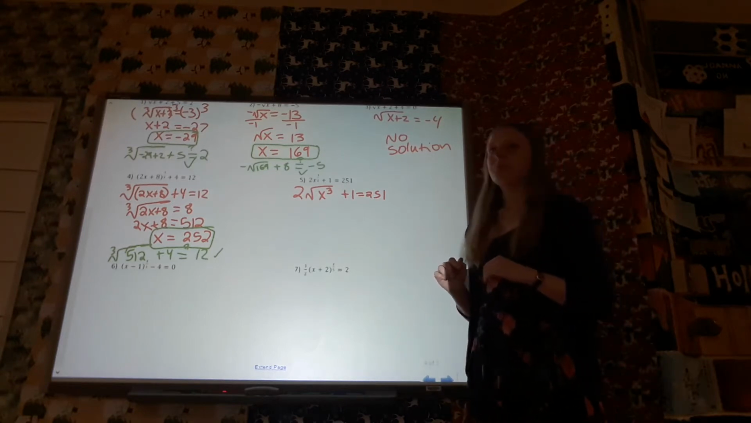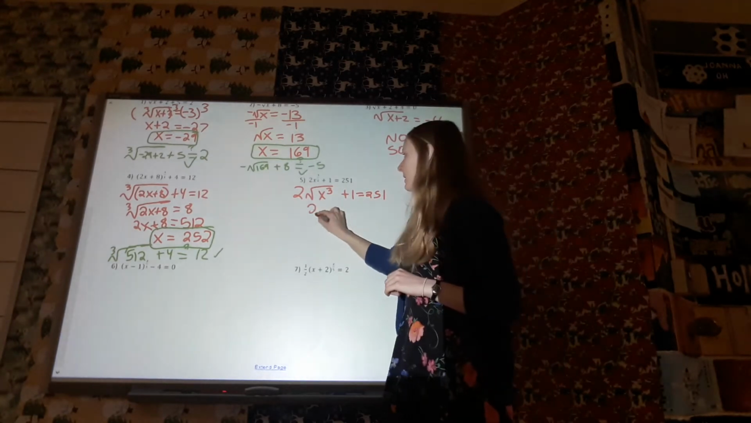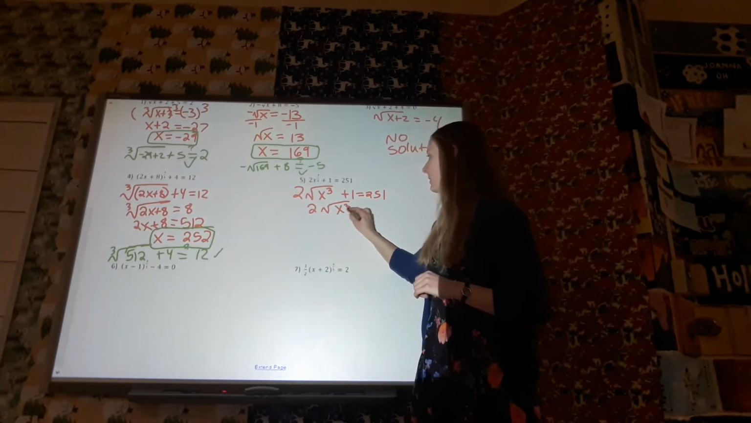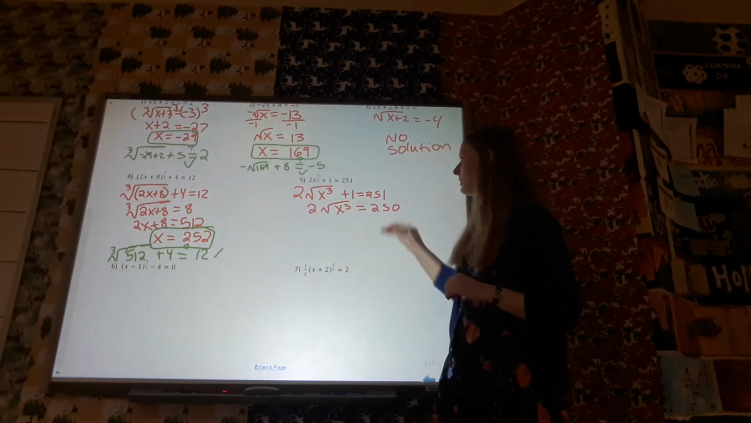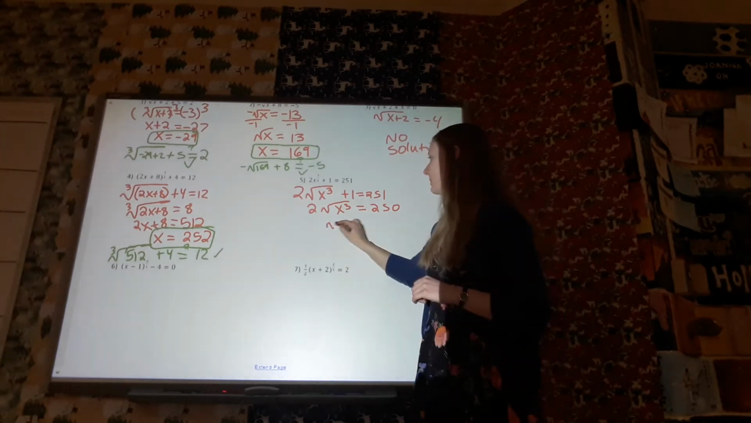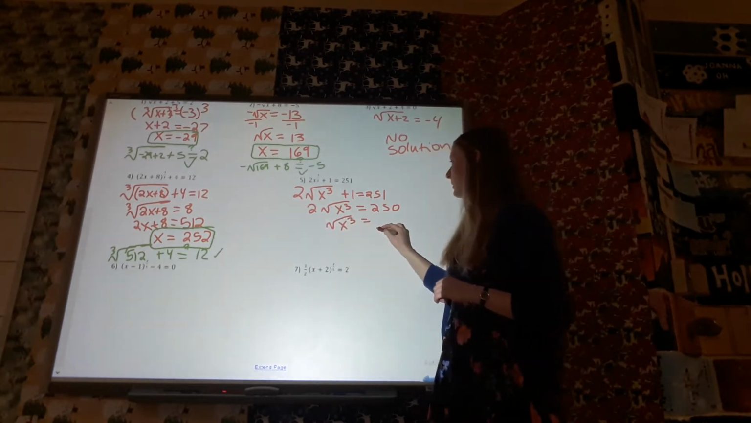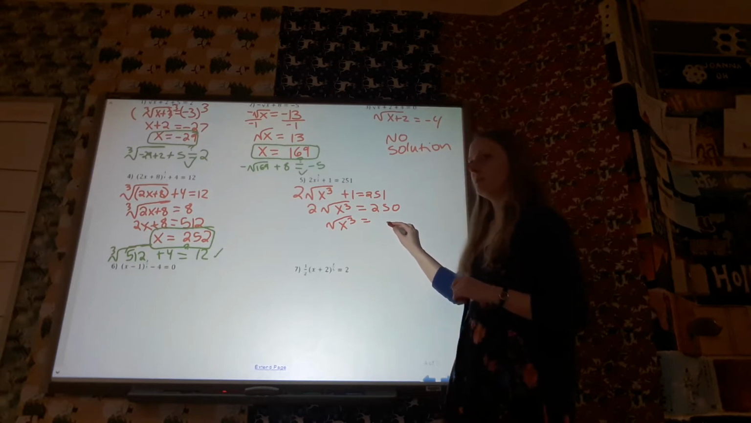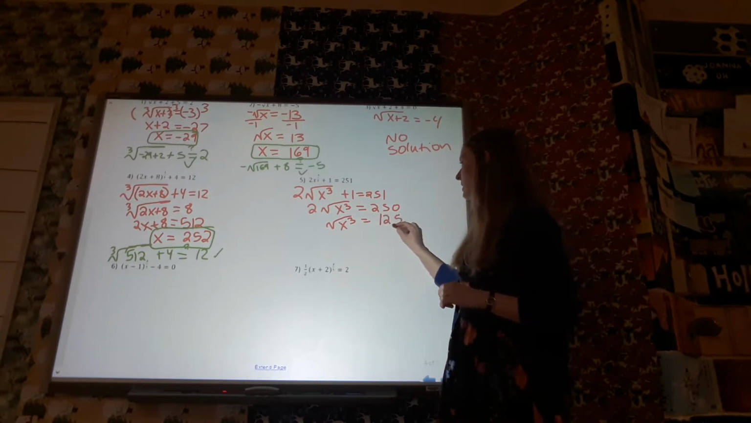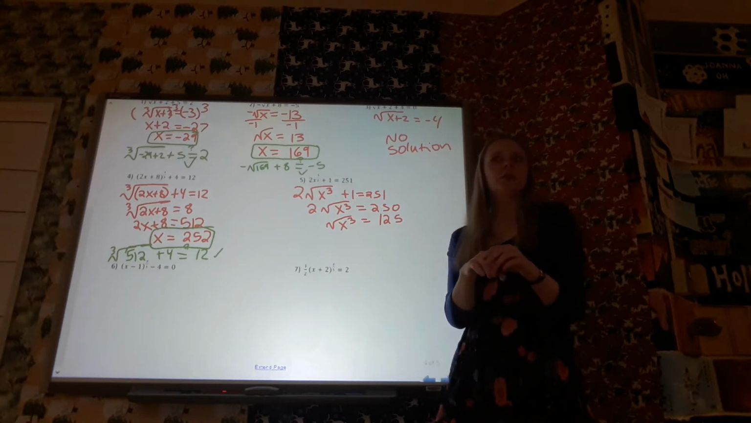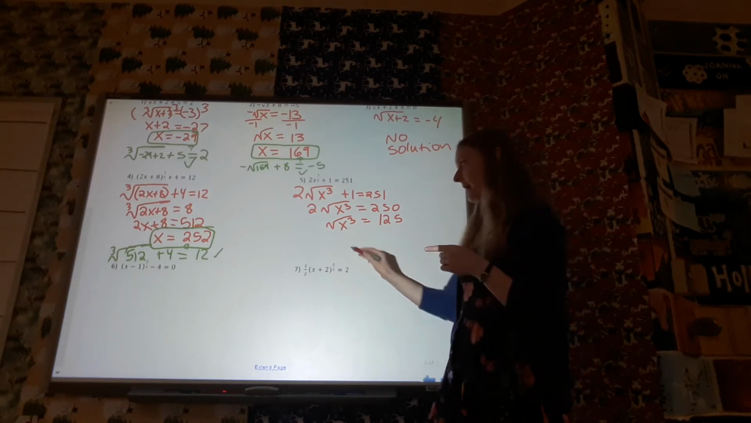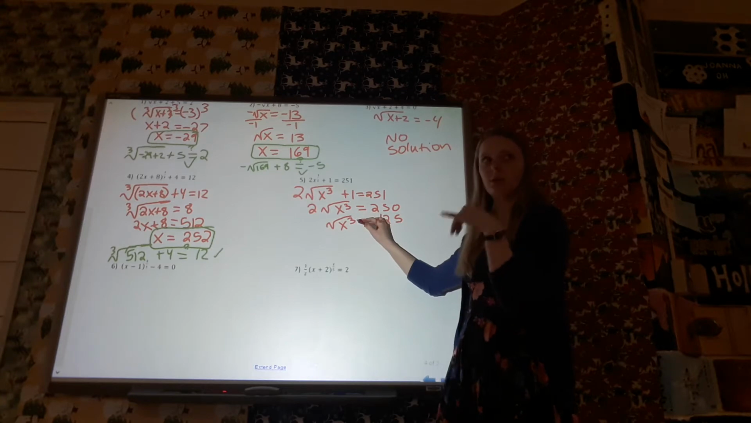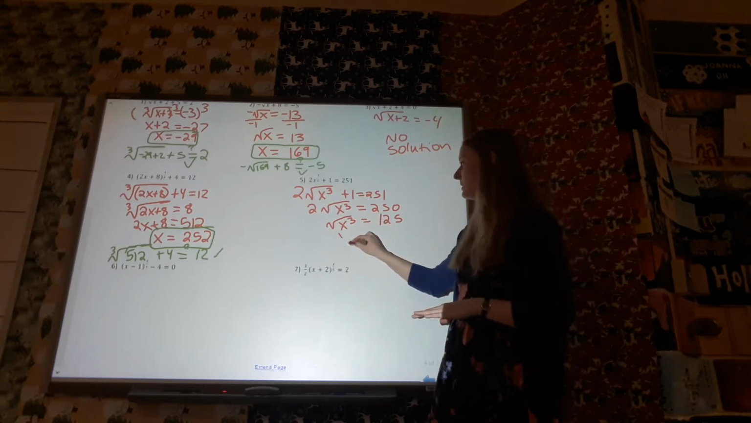Alright, now what? Subtract 1. Then what? Okay. What was it? 120. Making sure. And then what? And you square both sides because it's square rooted. So to get rid of the square root, you're going to square both sides.